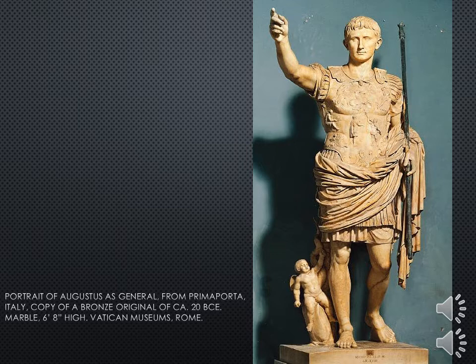His main opposition was a guy named Mark Antony. Mark Antony had allied himself with the remnants of the Egyptian army in the Egyptian Empire, who at that time was under the rule of the Queen Cleopatra. So you've probably heard a bit of this story before.